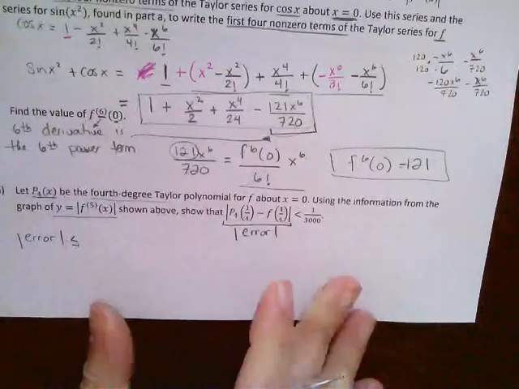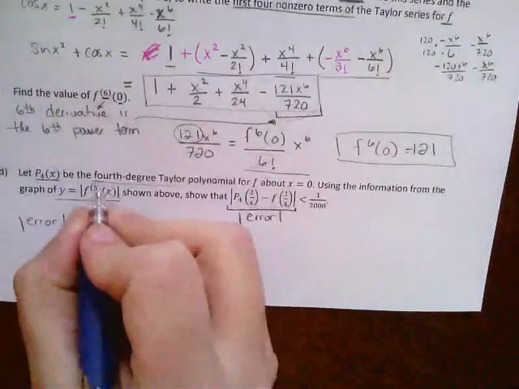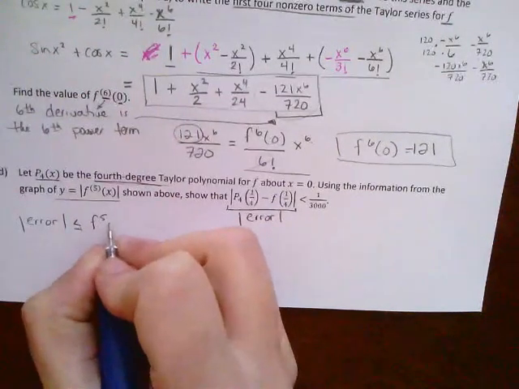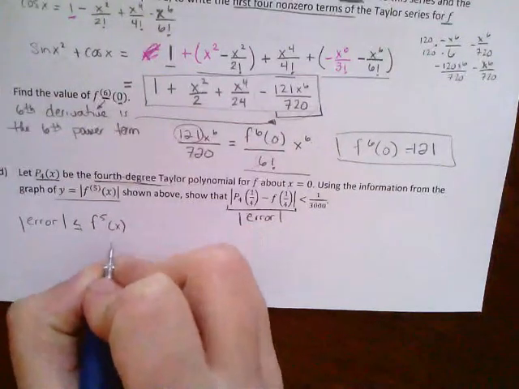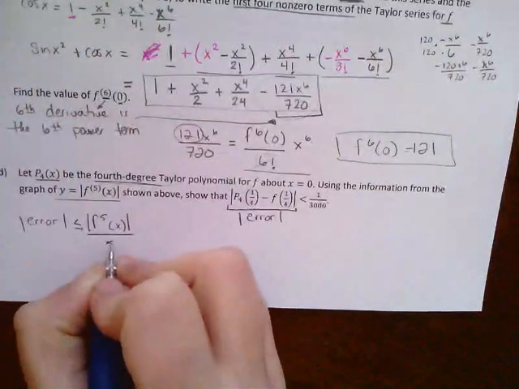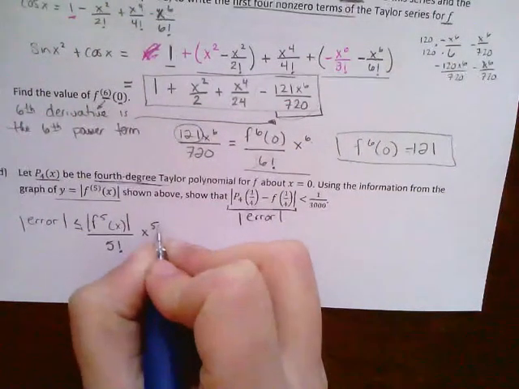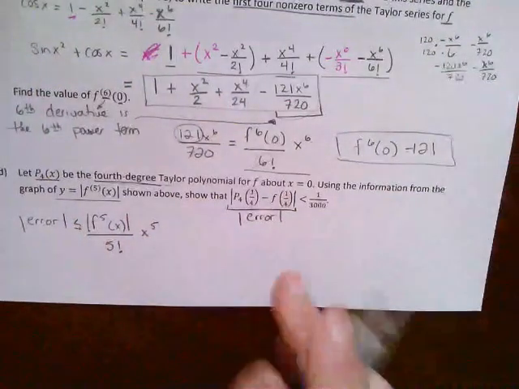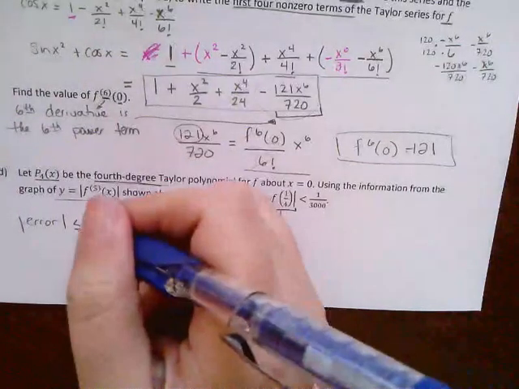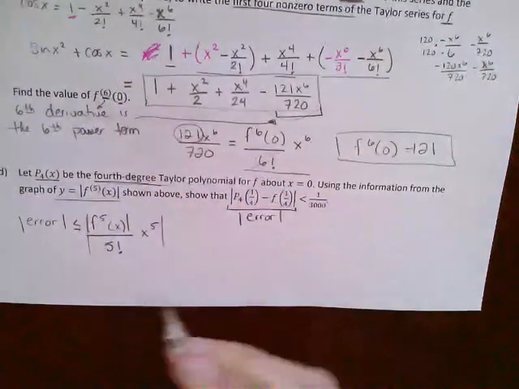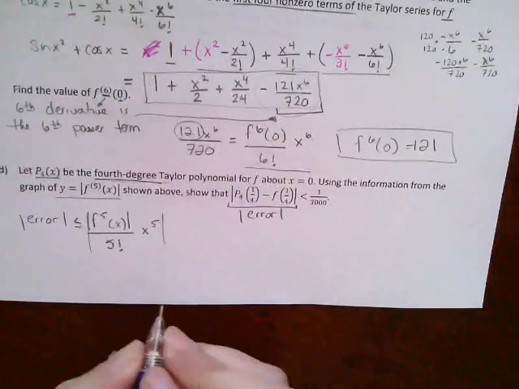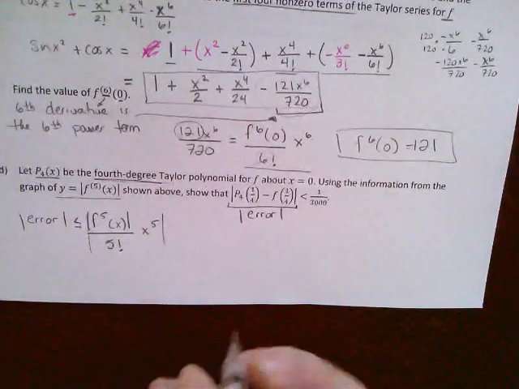So we know that our error, because it was a fourth degree polynomial, has to be less than or equal to the absolute value of f5 of x over 5 factorial times x to the fifth. I put the absolute values here just in case it's going to be negative in the graph, but it can be around the whole thing. It depends on whether you're comfortable reading it before or after. So now the question is, what is the error?